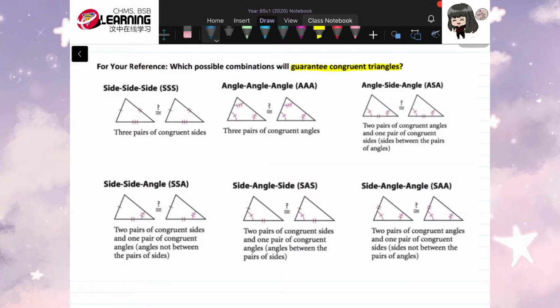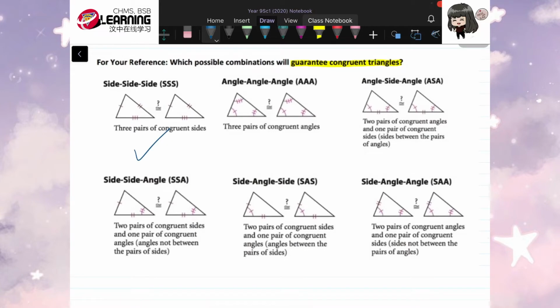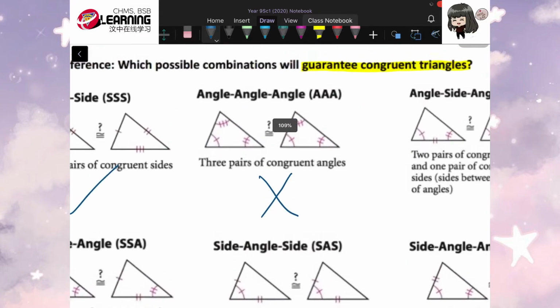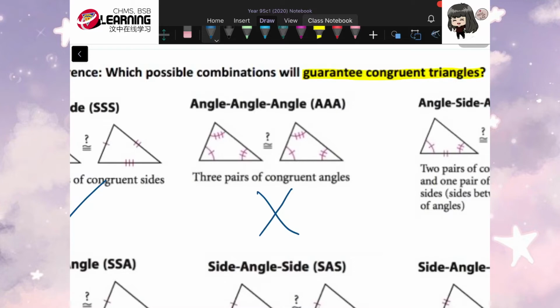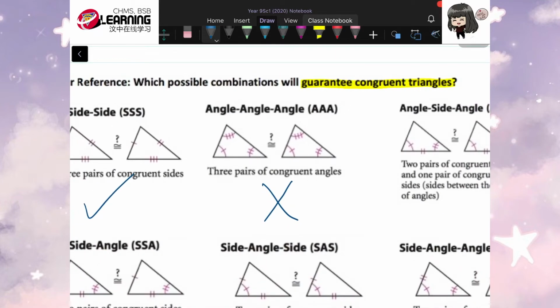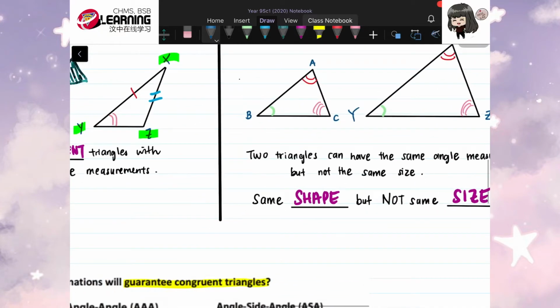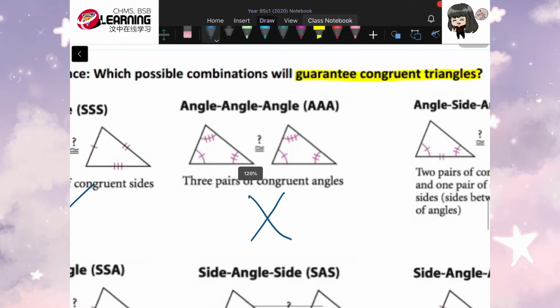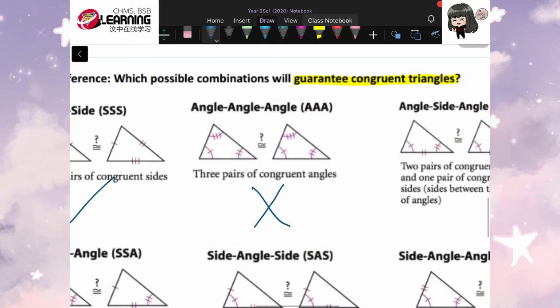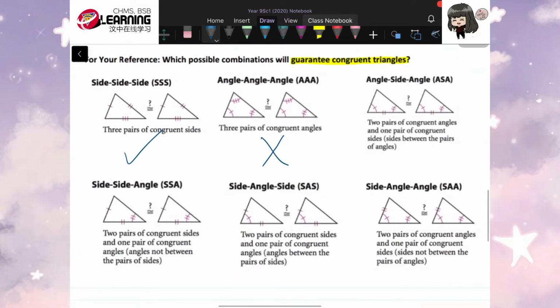So I continue, right? SSS, this is one that we can prove that they are congruent triangles. Angle, angle, angle: even though they have three pairs of congruent angles, it's not enough to prove that they are actually congruent triangles. Of course it is possible that if three corresponding angles are the same, it can be congruent, but not enough information. You see, it can be one smaller, one bigger, and this triangle seems like it's the same, but it might be slightly different by maybe 1 cm. We don't know, right? So it's not enough proof.